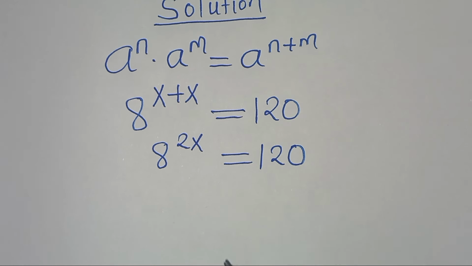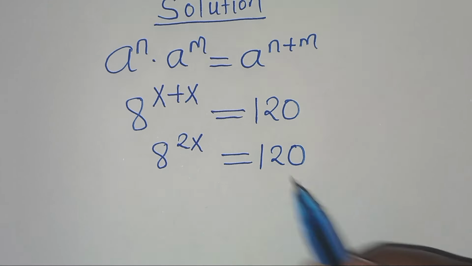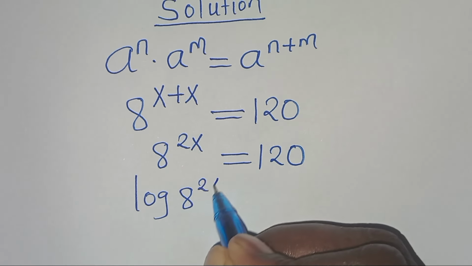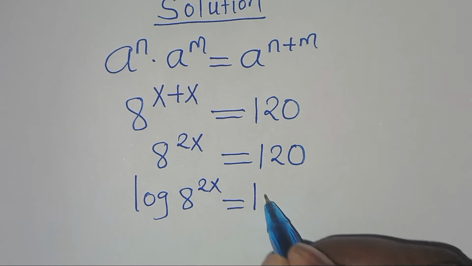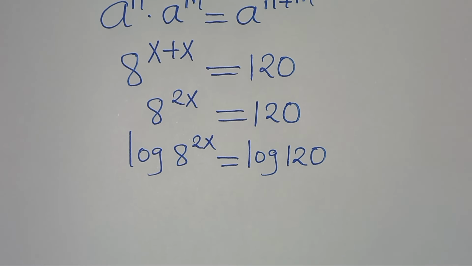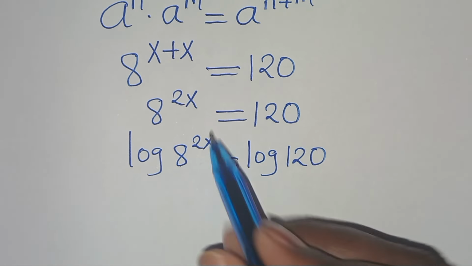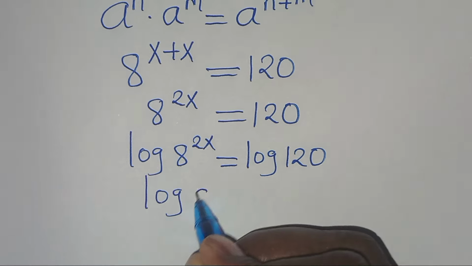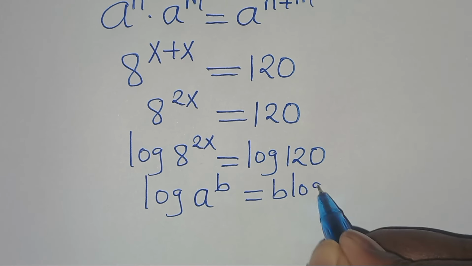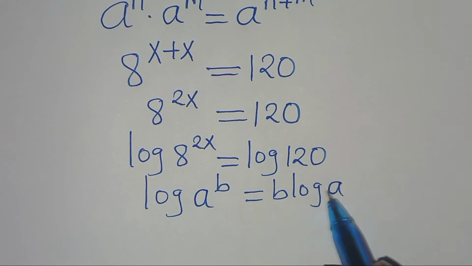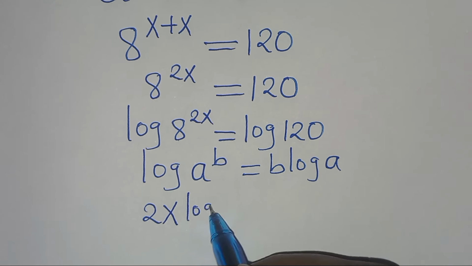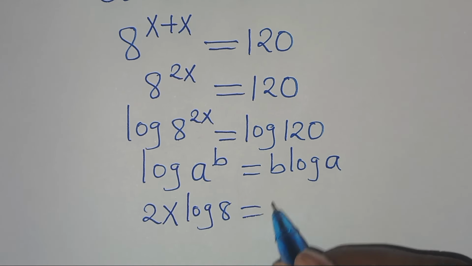To solve for the value of x here, let's introduce logarithm on both sides so that we have log 8 to the power of 2x. This is equal to log 120. So we have that log 8 to the power of 2x. This is in the form of log a to the power of b, which can be expressed as b log a. Now let's apply this power rule property so that log 8 to the power of 2x becomes 2x log 8.